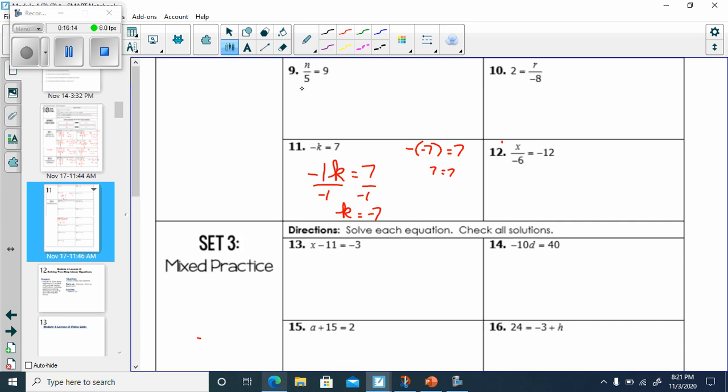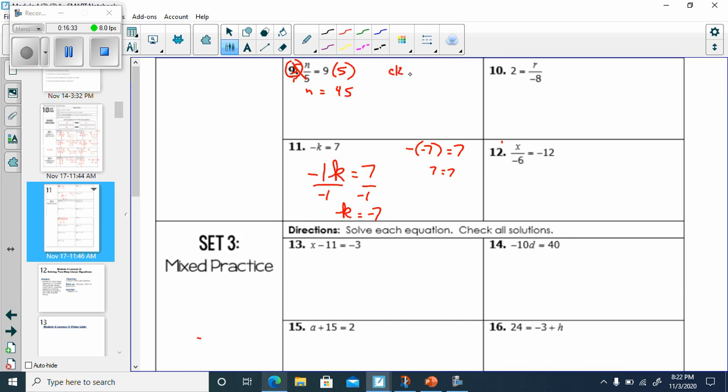How about this one? This is n divided by 5 is equal to 9. Okay, the opposite of dividing is to multiply. So I multiply both sides by 5. That's 5 over 1, so this cancels. I've got n is equal to 9 times 5 is 45.